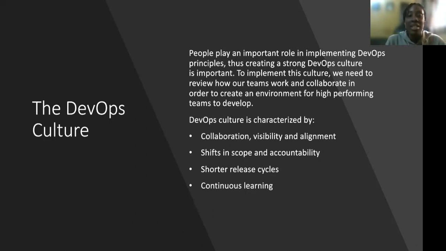The next characteristic is shifts in scope: shorter release cycles. So what do we mean by shorter release cycles? We release software in short cycles. By doing this, DevOps teams remain agile. This practice helps teams quickly identify and react to customer needs and competition. Also, planning and risk management become easier since the progress is incremental.